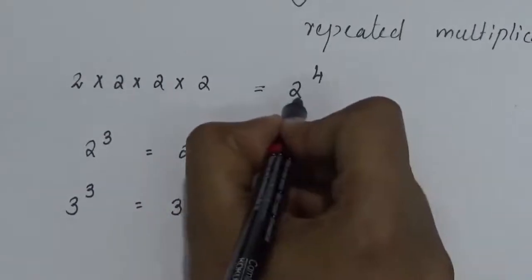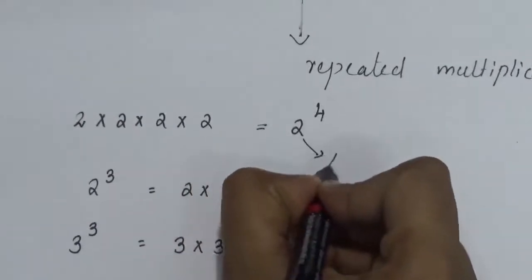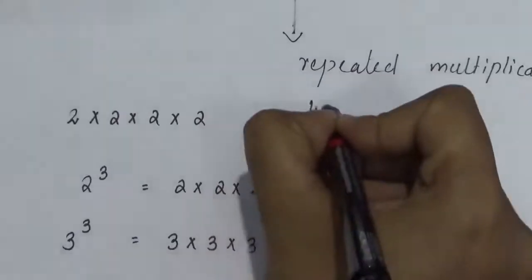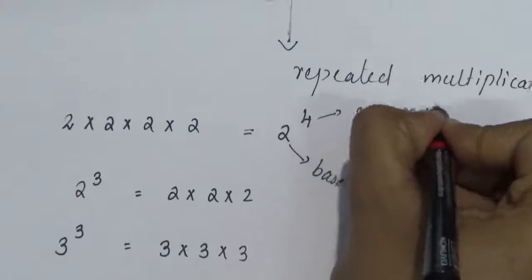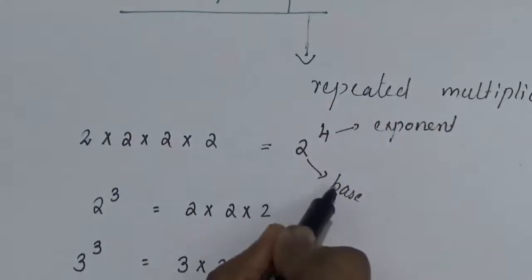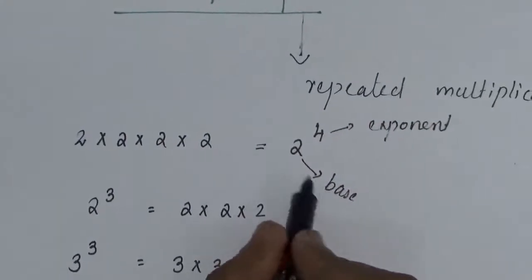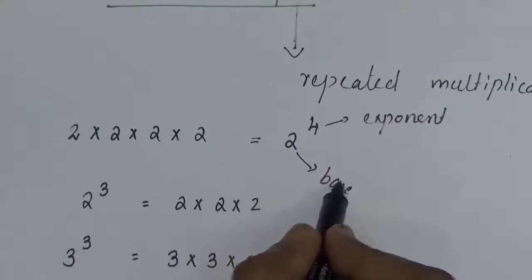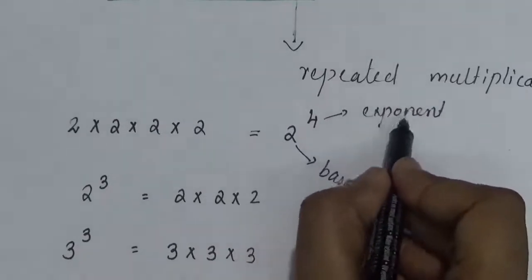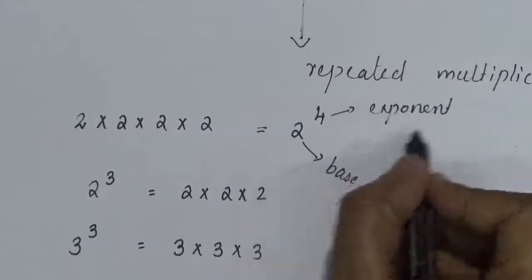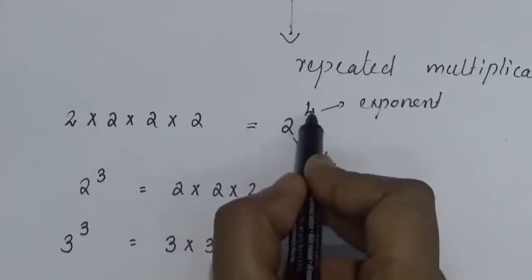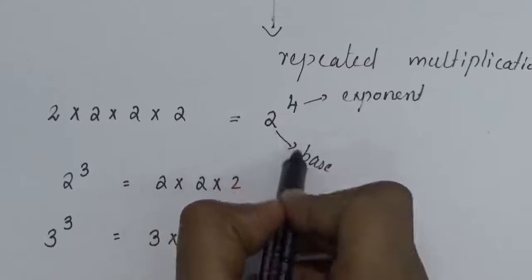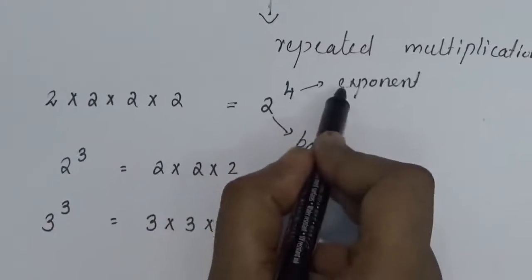So here this number 2 is called base and this number is called exponent. Base means it is the number that needs to be multiplied repeatedly, and exponent means it is the number of times the base needs to be multiplied. So in the number 2 to the power 4, 2 is called the base and 4 is called the exponent.